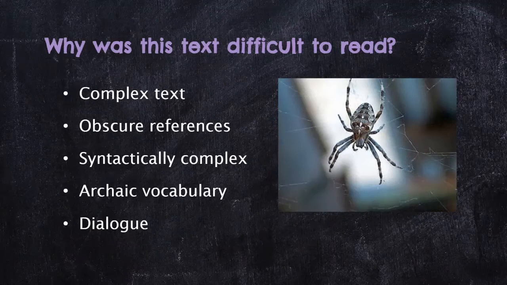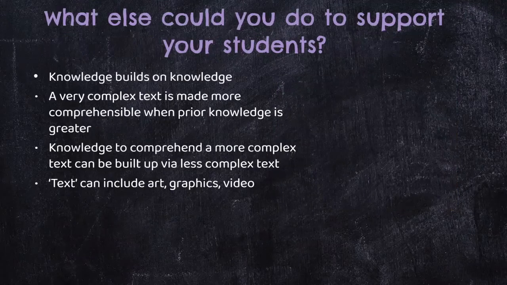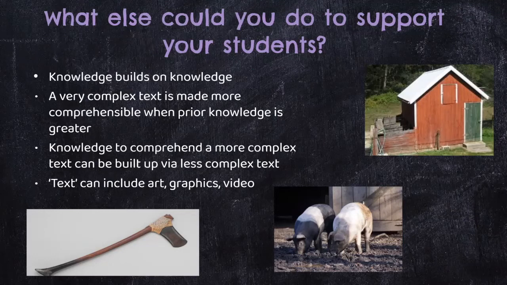Here are some of the reasons why it's difficult for students to read text. It could be complex. There could be obscure references they haven't heard. Syntactically, it could be complex. There is archaic vocabulary that we no longer use, and dialogue can be confusing to students. So what can we do to support them? We want to allow them to have images and pictures so that they can have success.